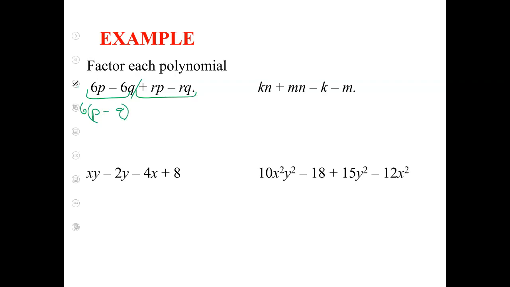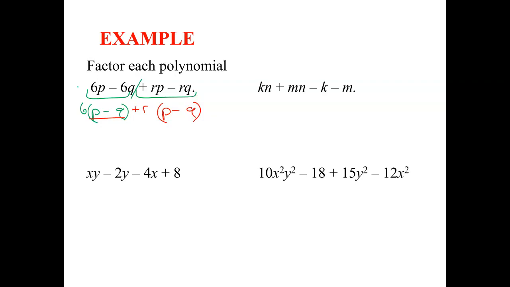Now, when we're factoring the right half, we want to make sure that we end up with p minus q. So we have to ask ourselves, what can I factor out that will leave me with that same binomial p minus q? R. Is it a positive r or a negative r? Positive, so we'll put that plus. That positive r plus r.